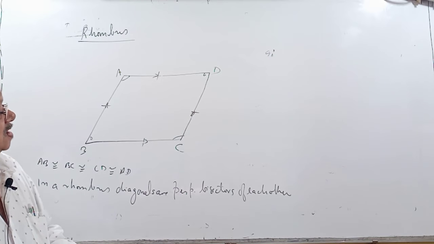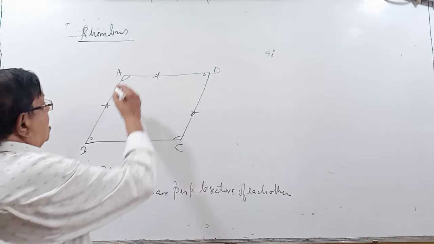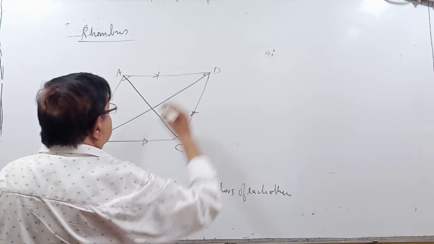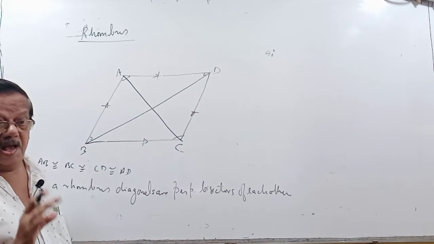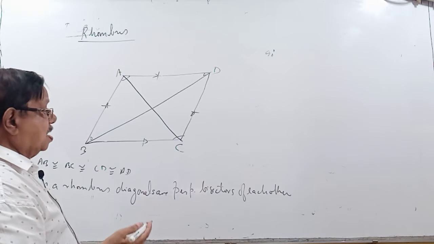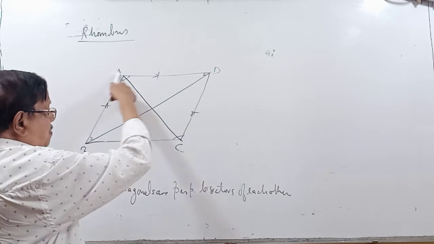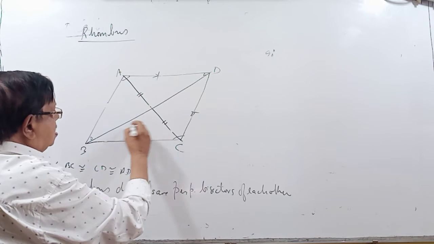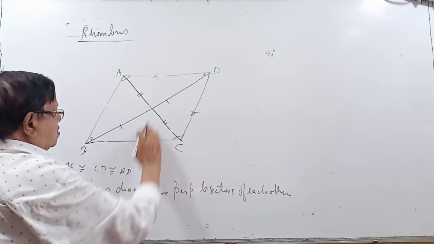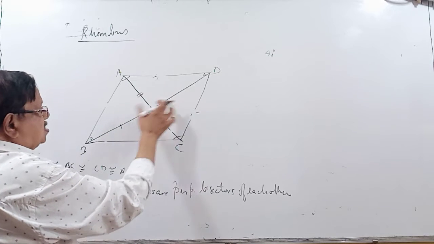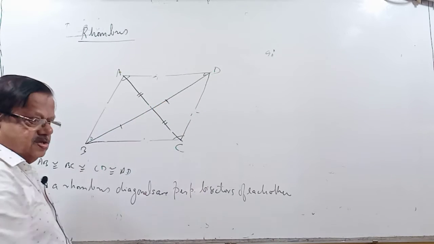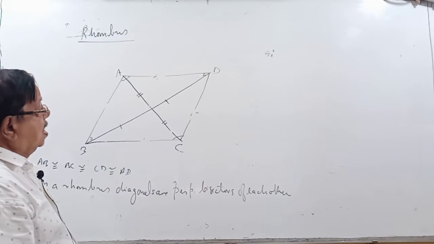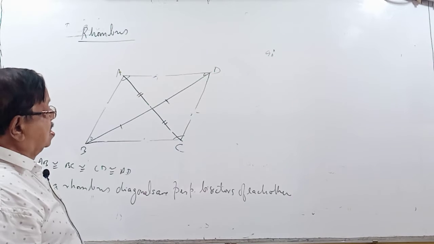Right. Therefore, this diagonal here and this diagonal here, they are perpendicular as well as bisectors. Of course, they are bisectors because it's a parallelogram. The rhombus is a parallelogram. Therefore, this is equal to this and this is equal to this. No doubt about it. Now we have to prove that this is perpendicular. How to prove this is perpendicular?